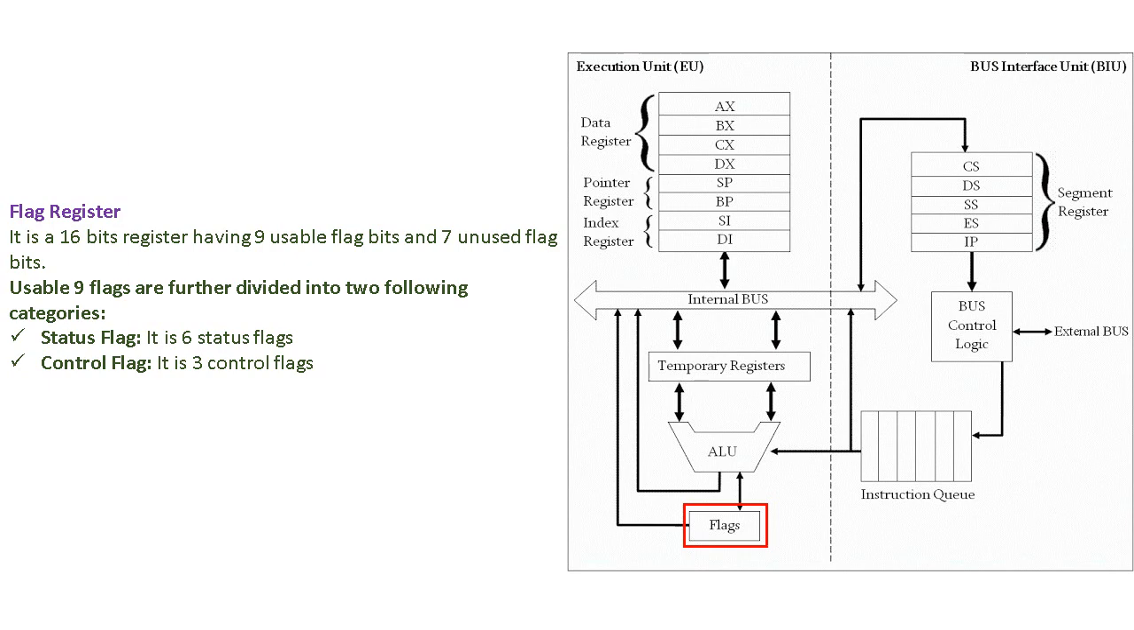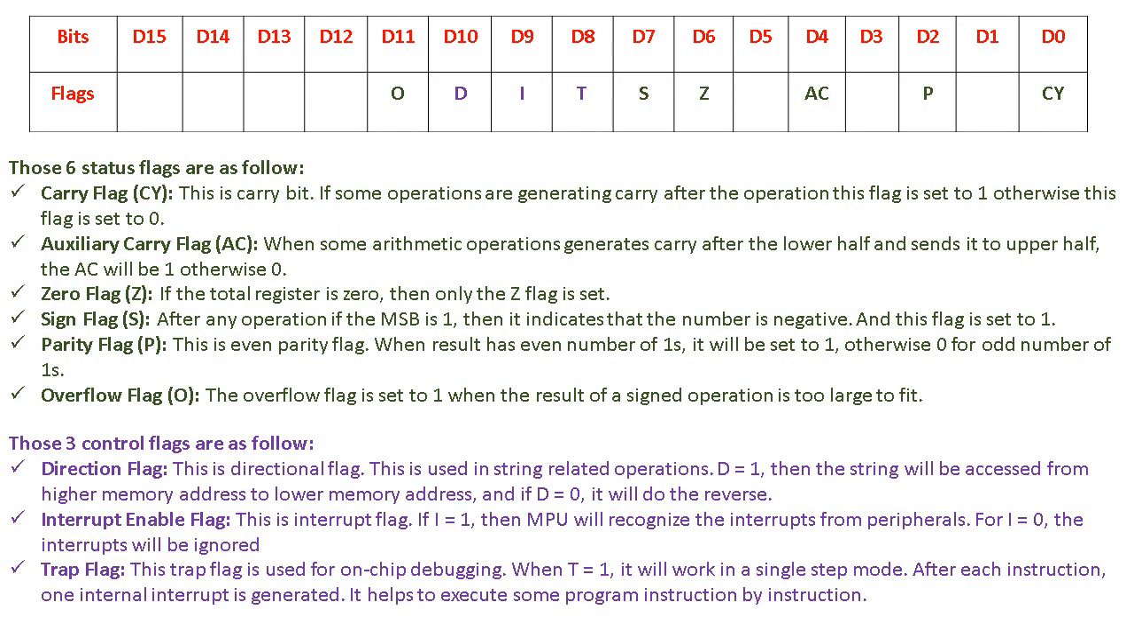Status flag, it is 6 status flag. Another is control flag, it is 3 control flag. Let us understand all those in detail. We can observe the table given above. Those 6 status flags are as follows. That is carry flag. It is shown by CY.